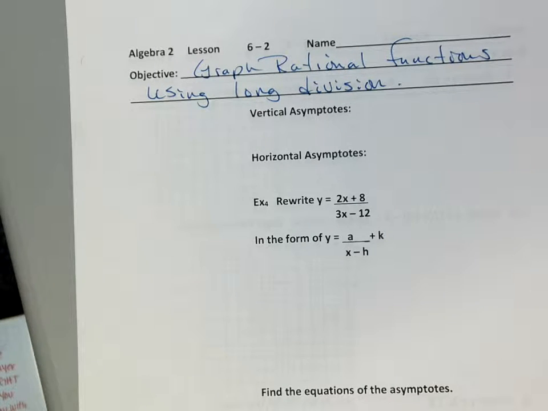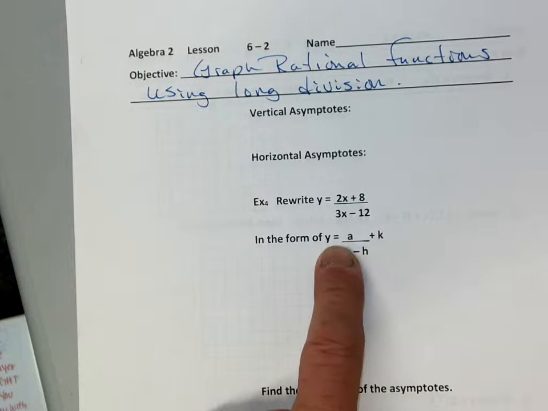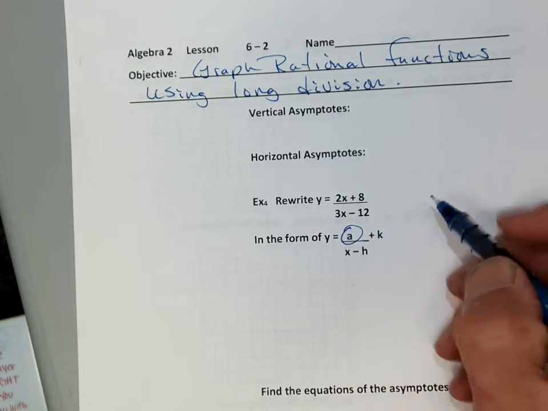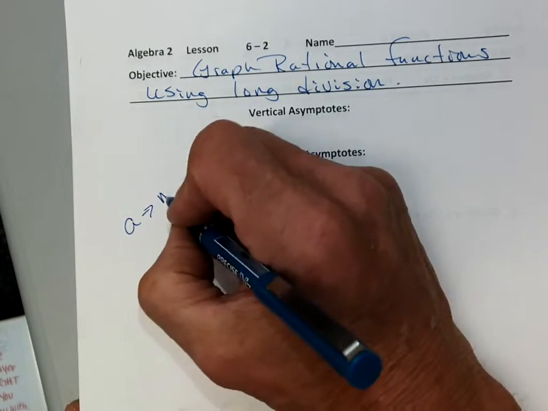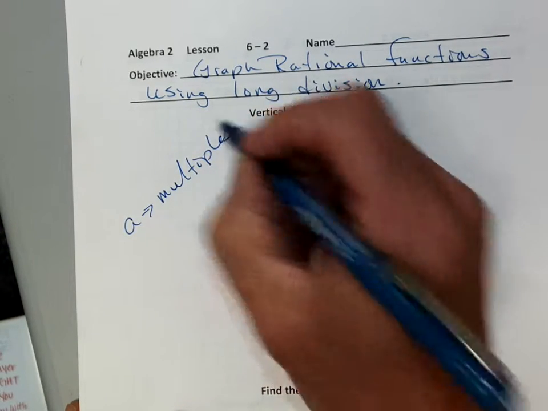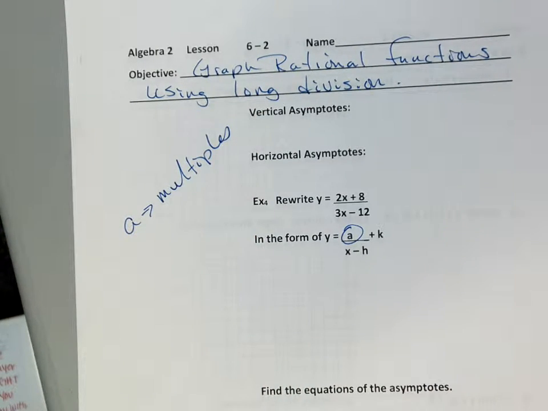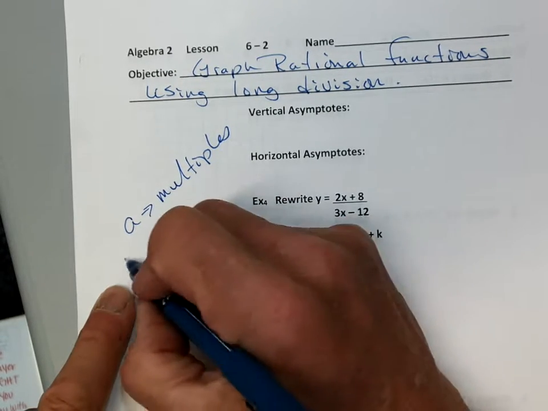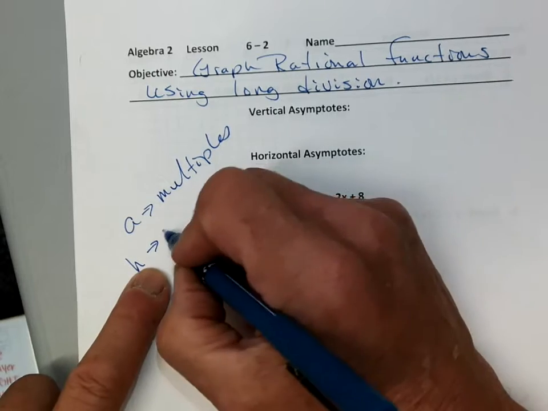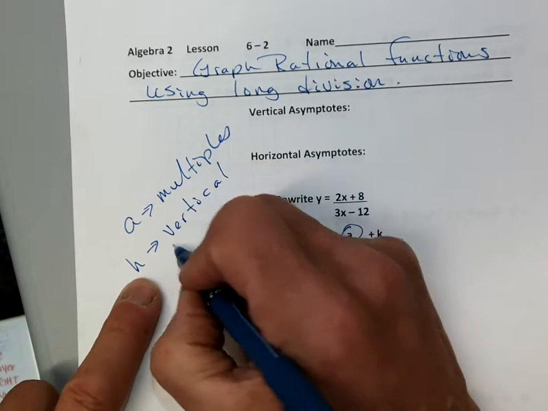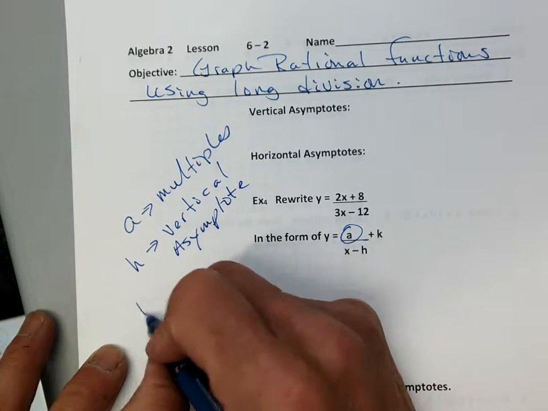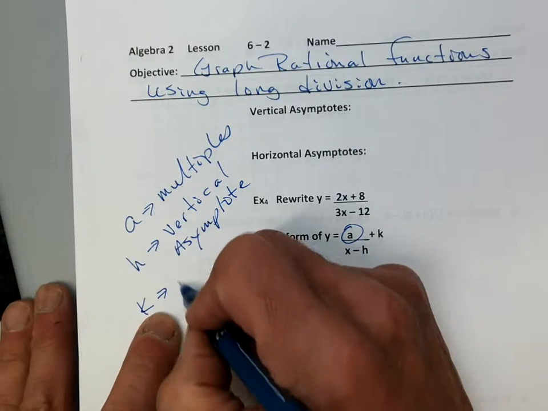Let's do it again. Okay, so what we want to do is put it in the form of y equals a over x minus h plus k. So now the value a here are the multiples. Okay, a is the multiples. What times what? Remember how we did that yesterday? This number here is the multiples, okay? That's how you create it. What are all the multiples? And we create those points, okay? The h is where your vertical asymptote is. And the k is where your horizontal asymptote is.